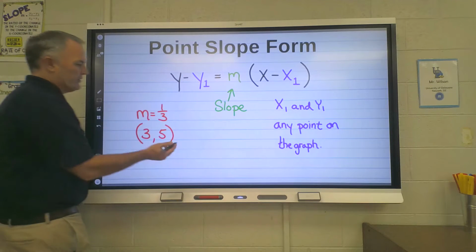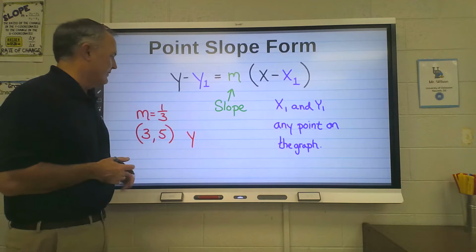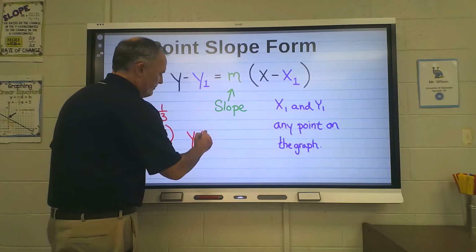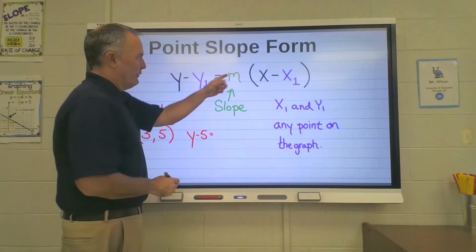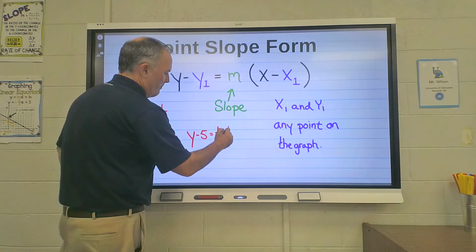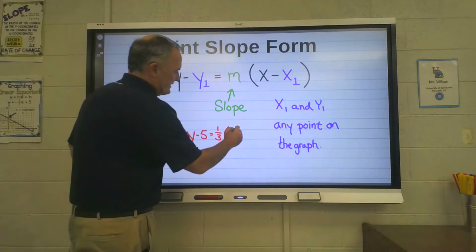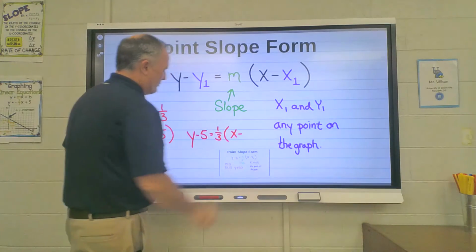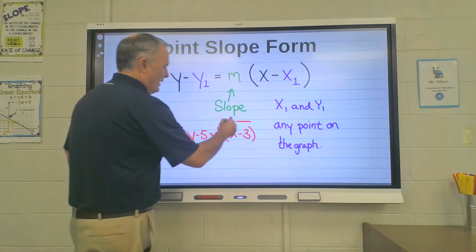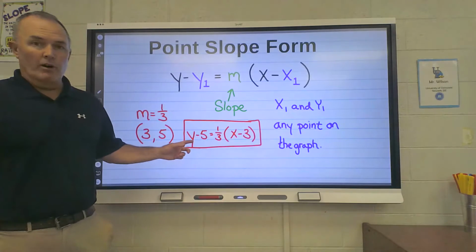All right, so if I was to write this equation out, y doesn't change. You always have to have an x and a y in your equation. y minus my y value, which is 5, is going to equal my slope. My slope is 1/3. And then I'm going to do x, and I'm going to subtract my x value, which is 3. So that right there is an equation in point slope form.